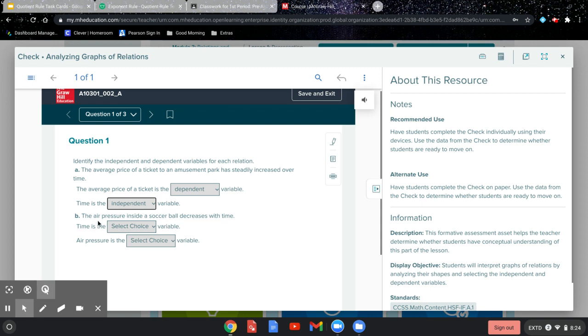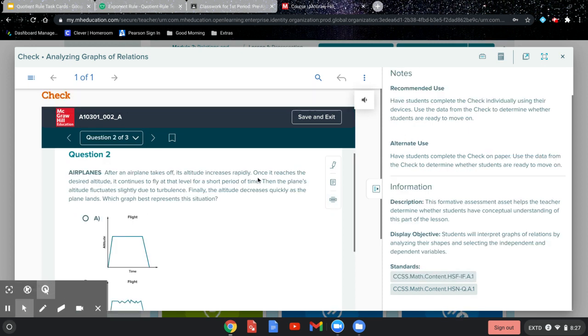Part B, the air pressure inside a soccer ball decreases with time. Time is the blank variable, air pressure is the blank variable. As time is going on, time is still going to be independent. It does not depend on how much air pressure is there. Air pressure does depend on how much time has passed, though. So air pressure is dependent on time. Time is independent. Air pressure does not affect it, but time does affect air pressure.